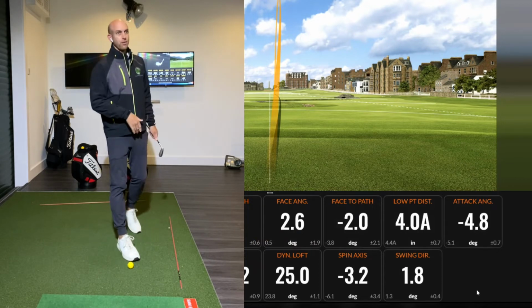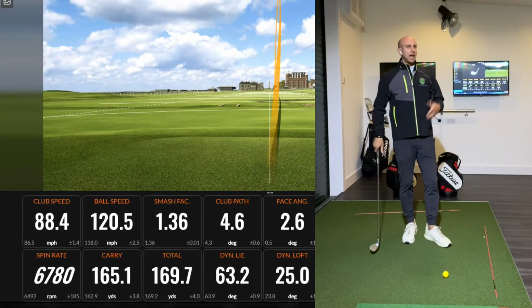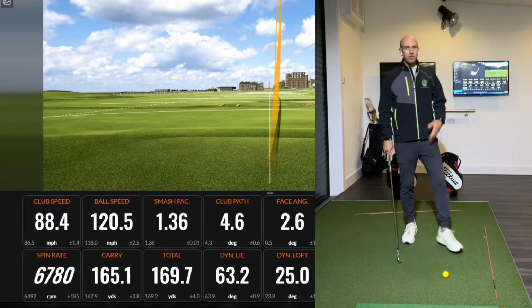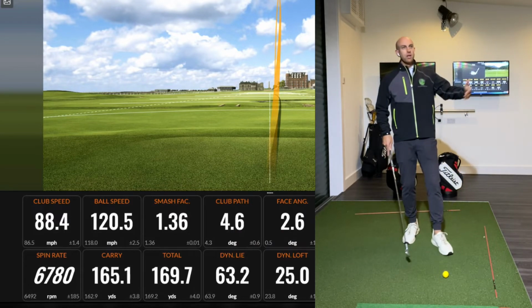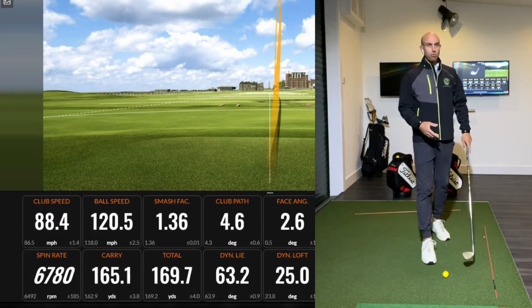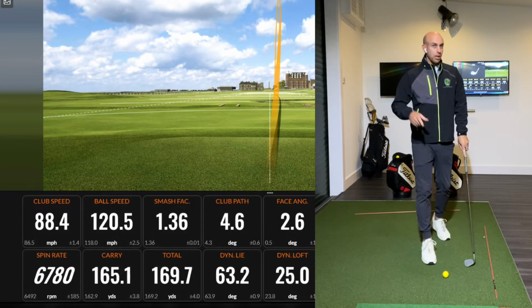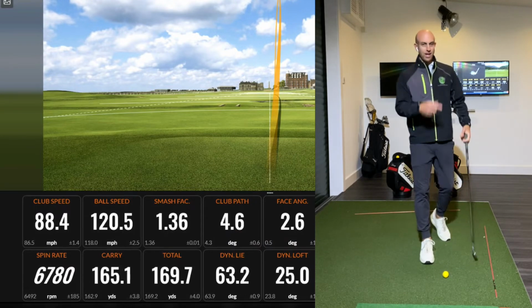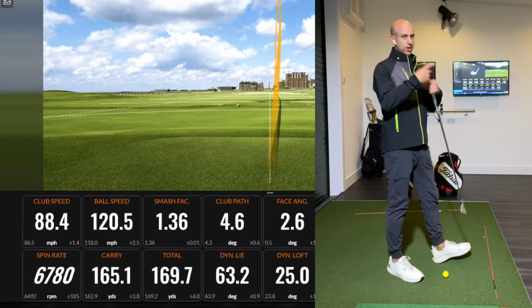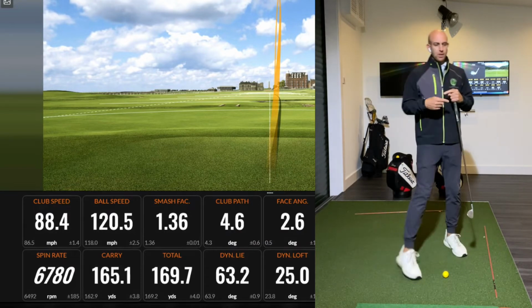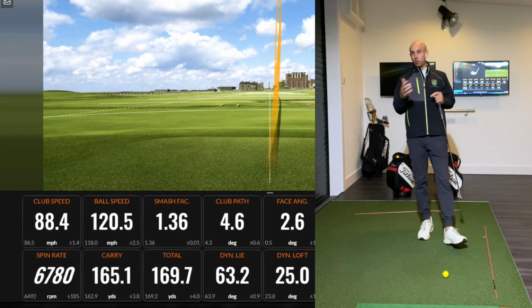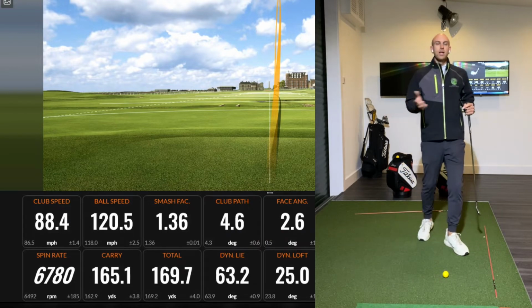Negative is down, driver. Then we've got carry and total, how far it carries. Then the total is the rollout. And then we've got spin rate, and we use dynamic loft a couple along from there. So spin rate is how many revolutions per second the ball is spinning backwards. And you'll see more spin with more lofted clubs, which might make sense.